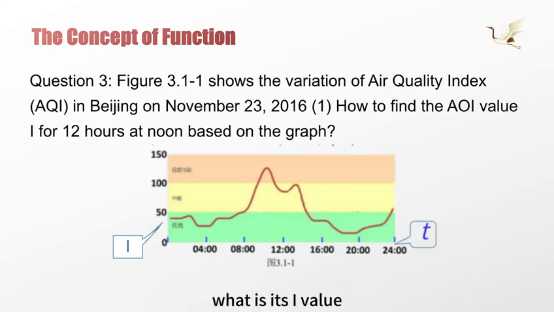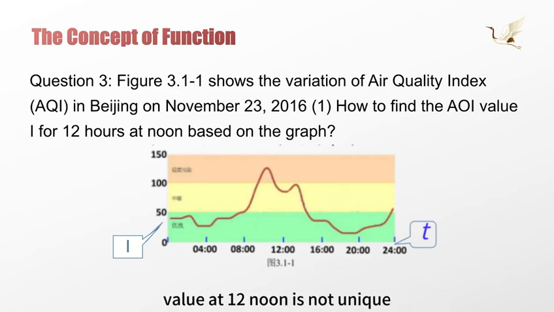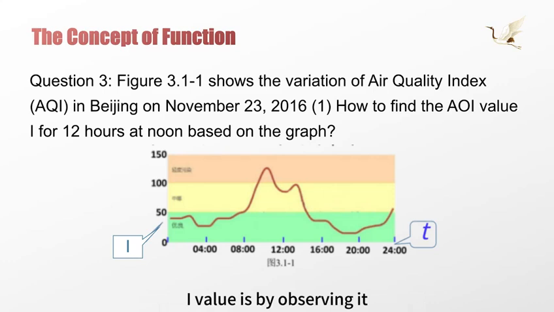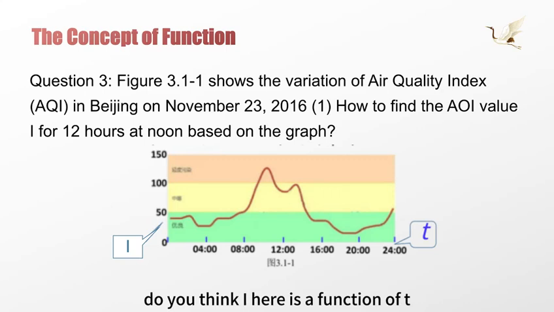What is its I value? Can you read it? Some people say it looks like 75, while others say it looks like 80, both of which make sense. So, if I have to say something else, can you also agree? Does this mean that the I value at 12 noon is not unique? We know that the method we use to find this I value is by observing it with the naked eye, by looking at a picture. This graph is our correspondence, so there may be errors, but it still cannot change the uniqueness of the I value at 12 noon. Do you think I here is a function of t?